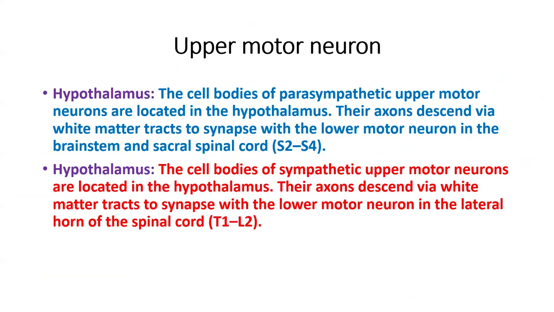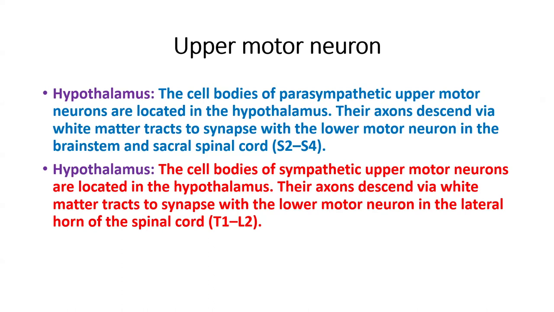Regarding the upper motor neurons that we mentioned, the cell bodies of the parasympathetic upper motor neuron are located in the hypothalamus. We said that the sympathetic is also located in the hypothalamus. The hypothalamus sends axons descending via the white matter tract to synapse at the origin of the parasympathetic, meaning the lower motor neuron, which is located in the brain stem and the sacral spinal cord S2 to S4 segments. Remember the craniosacral segments. For the sympathetic, also, the center for the upper motor neuron is located in the hypothalamus.